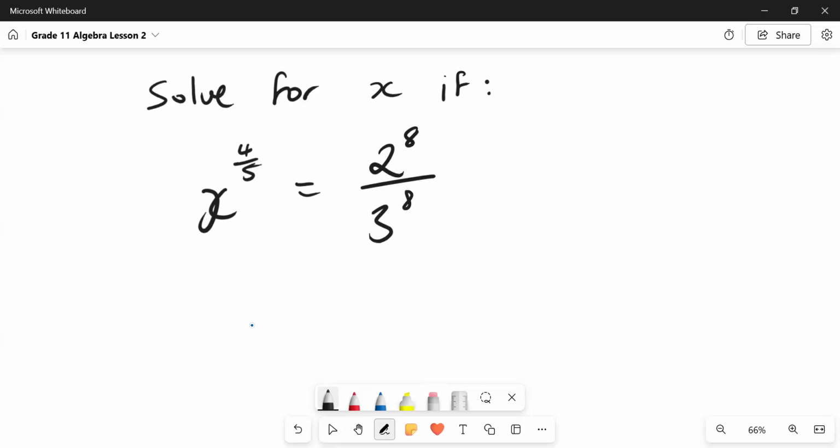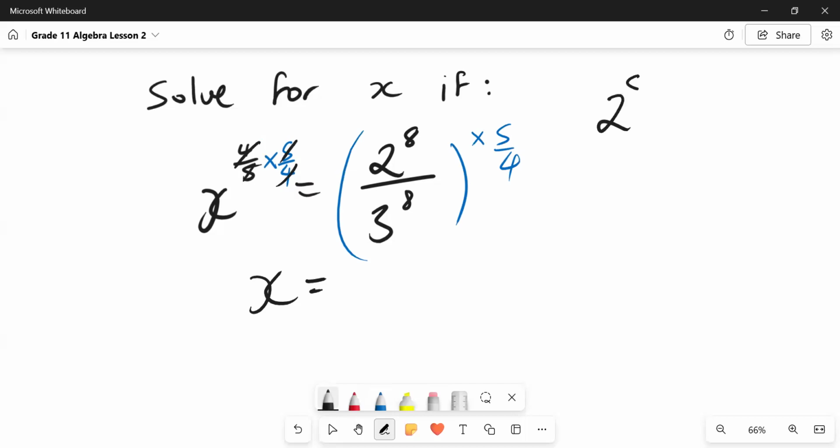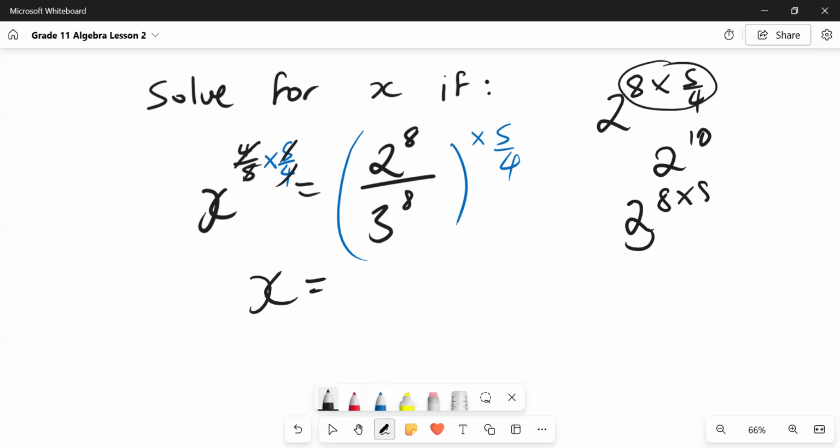So the first step here, you have to multiply with the inverse. So this is 5/4. So you multiply both sides by the inverse. And then cancel out everything. Now your x is equal to, for this one, you'll have 2 to the power 8 times 5/4. Use your calculator here, you'll get 2 to the power of 10. Same applies to 3 there, 8 times 5/4, which will give us 3 to the power of 10.